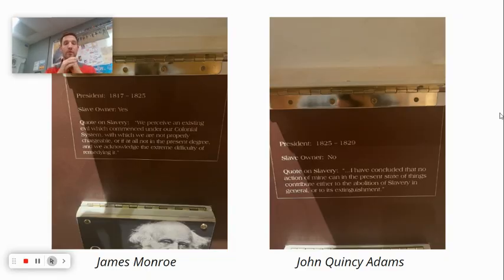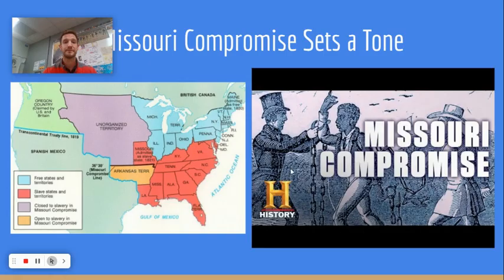Quotes left and right from our 4th and 5th presidents. James Monroe even saying slavery is an existing evil he recognizes. John Quincy Adams, who never himself owned a slave, said, "I have concluded that no action of mine can in the present state of things contribute to the abolition of slavery." So you have the 6th president, the most powerful man allegedly in the United States, saying, hey, slavery is wrong and bad. I can't really do anything about it in the 1820s.